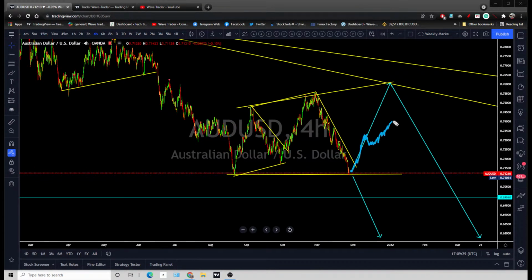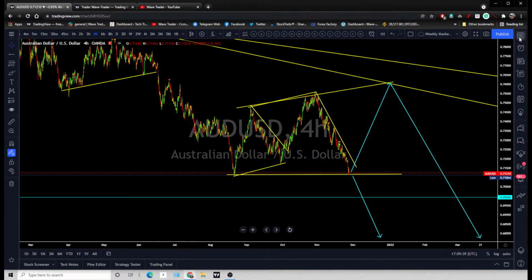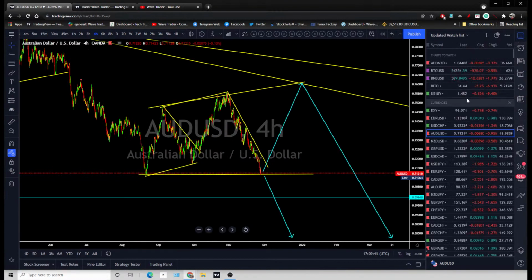Which can again break down back to that low. So it's too early to say that formation. Once price starts giving price action for that move, I'll try my best to update you.